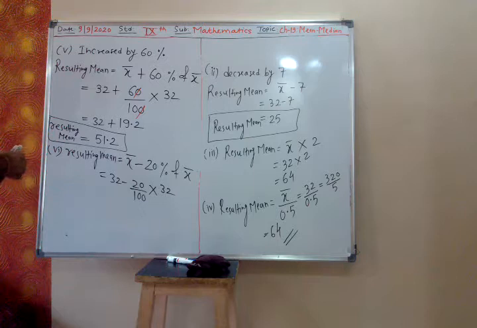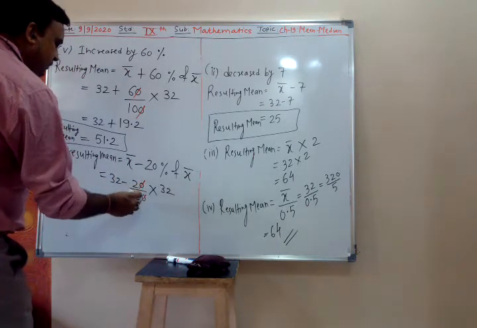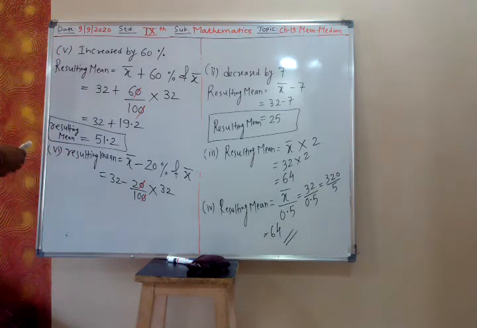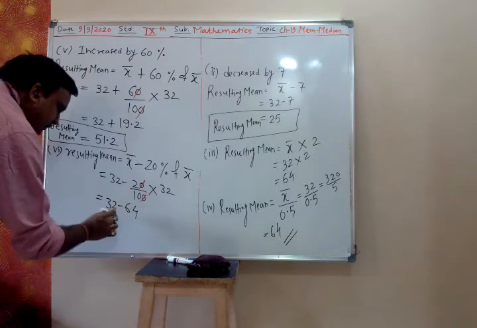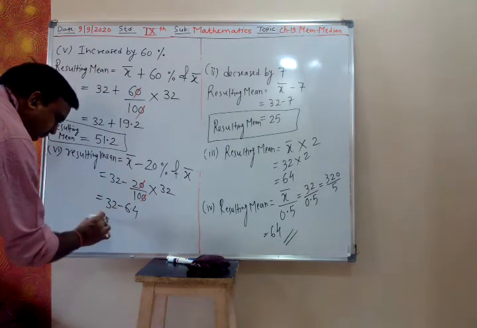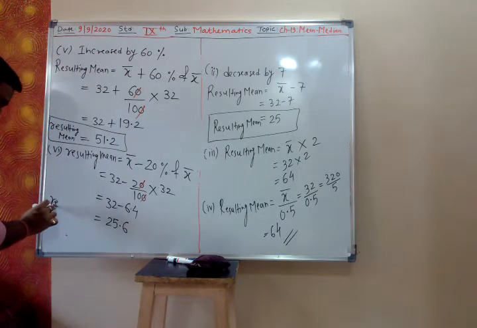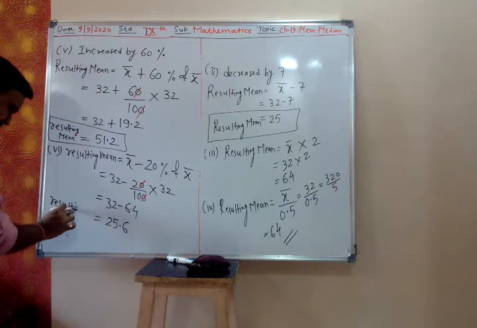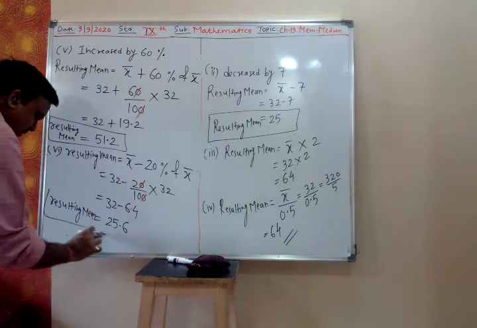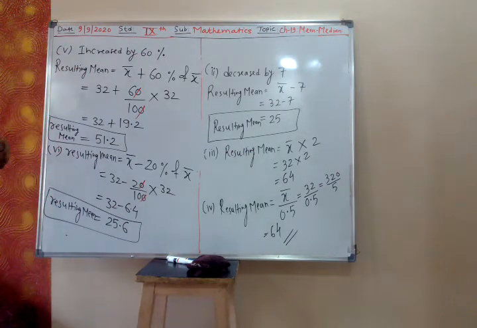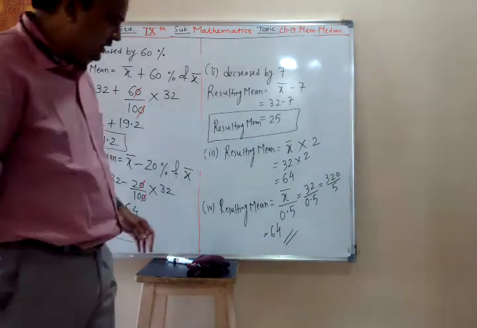So that will be 0 0 get cancelled. 6 point, how much? 6.4. Yes. 32 minus 6.4 is 25.6. And this is my resulting mean. This is my resulting mean if each observation is decreased by 20%.